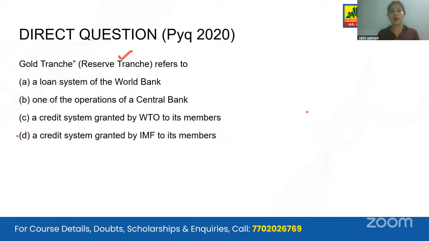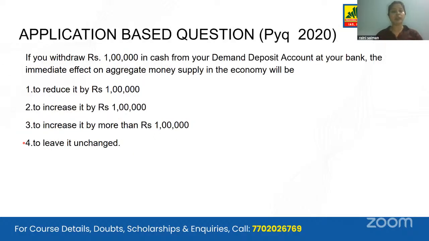So here the world organizations, the international organizations, become very important. Okay, be it your World Bank, be it your RBI, WTO, IMF. You have to read about them, and it is there in the syllabus as well. So here the answer is D, a credit system granted by IMF to its members. So this gold tranche, reserve tranche, is the scheme granted by IMF. Okay. Moving to the next question.